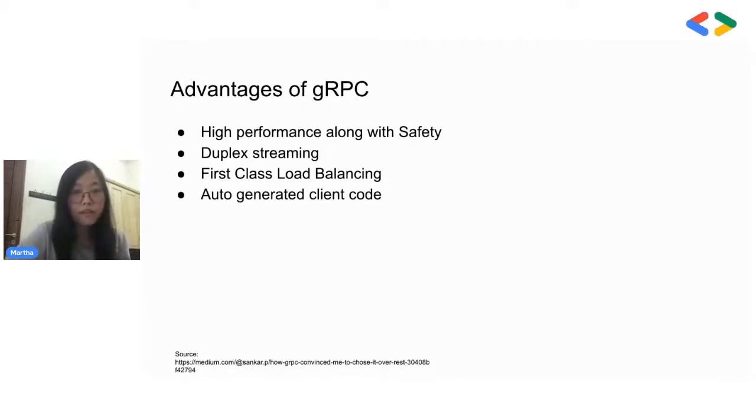Then first-class load balancing. gRPC has a built-in library feature that can intelligently pick which backend to send traffic to. And the last is auto-generated client code. gRPC has a proto, so with proto, we can easily generate the client code and server code.